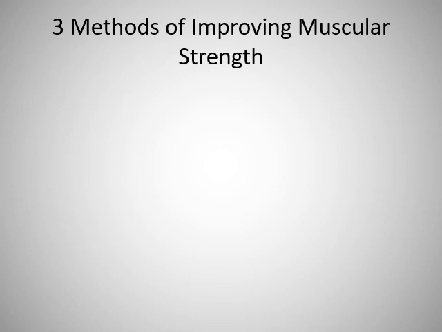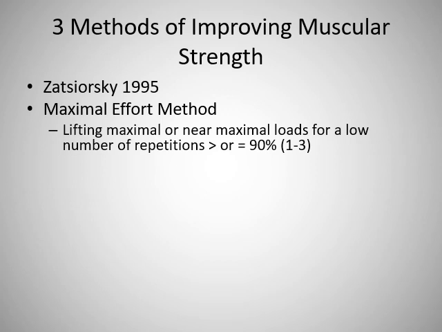So the 3 methods of improving muscular strength. This comes out of Zatsiorsky's book, Science and Practice of Strength Training. This is another way just to kind of couch your efforts. Maximal effort method is lifting maximal or near maximal loads for low number of repetitions, greater than or equal to 90% for 1 to 3 reps. Obviously, the benefit here is primarily increasing maximum strength. This is your high CNS stress, so the neurological changes here are great.